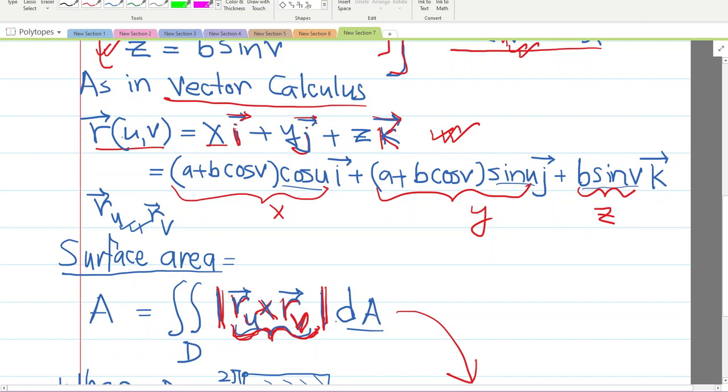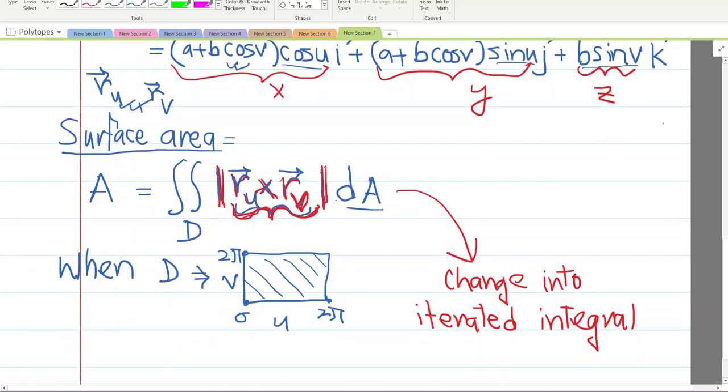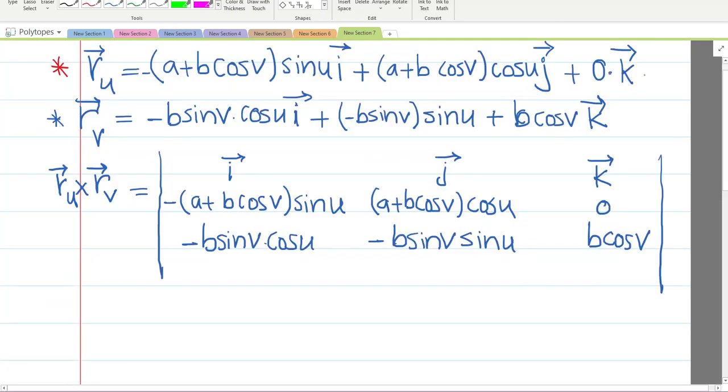And similarly, take the partial derivative with respect to v, considering u a constant. So this guy would be the derivative of cosine v with respect to v, which is negative sine v, times cosine u, and if we do the same thing, that's what I got here. So that's r sub u, and r sub v is this one. Now we need to compute this.